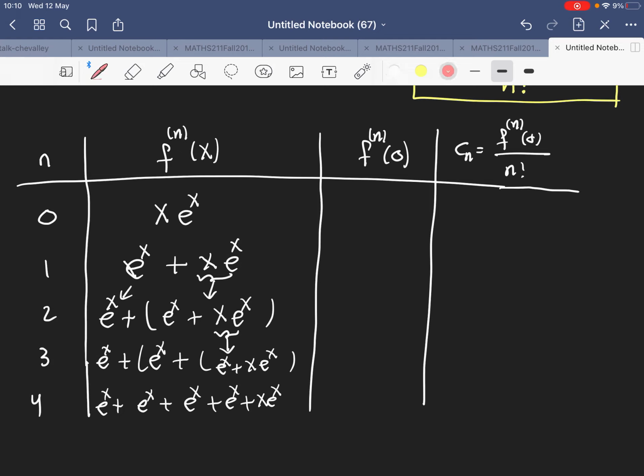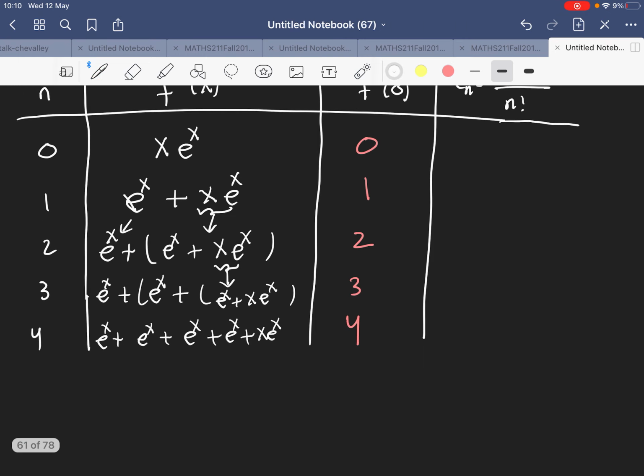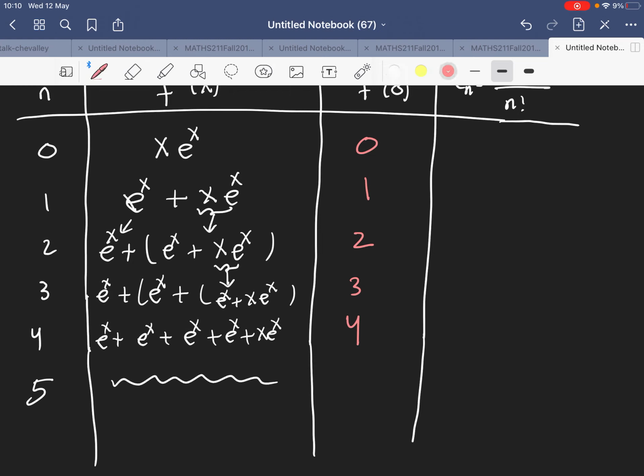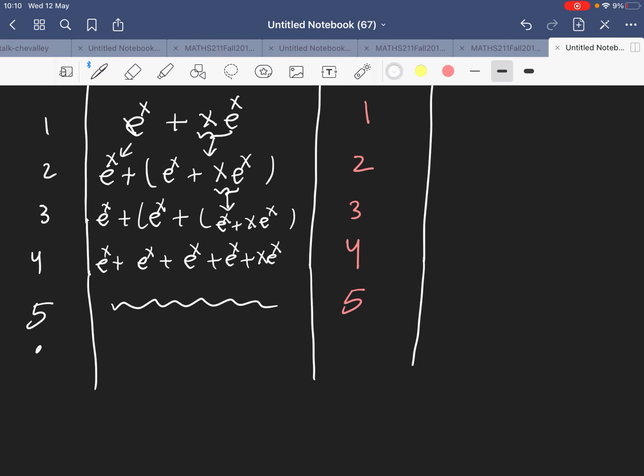If we substitute at 0, this is 0. This will be 1. This will be 2. This will be 3. And this will be 4. So I think you can see the pattern, right? Now, without doing anything, the pattern for me is clear. At 5, the answer will be 5. So at any n, the answer will be just n.